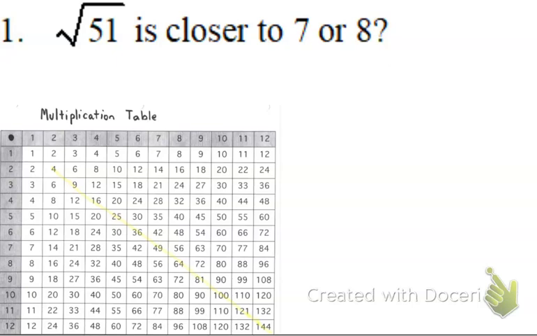We're doing all this without a calculator, but we can use a multiplication table. We've got the square root of 51. I'm trying to figure out if it's closer to 7 or 8.